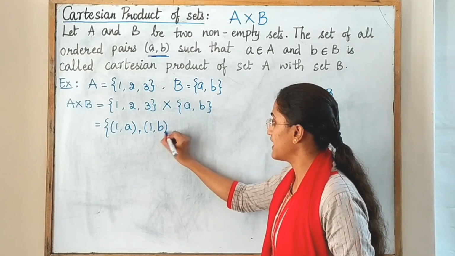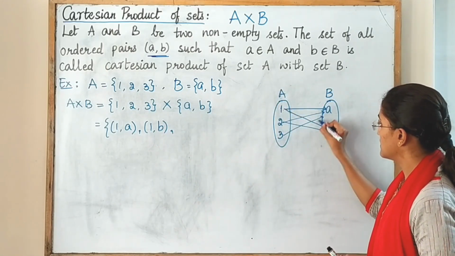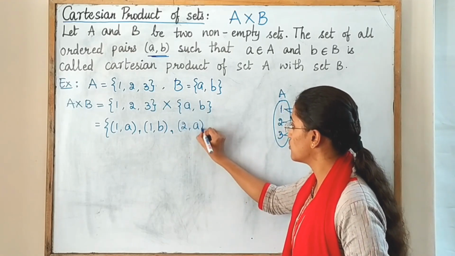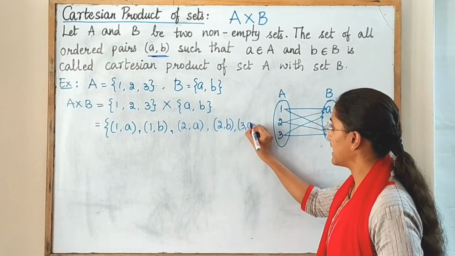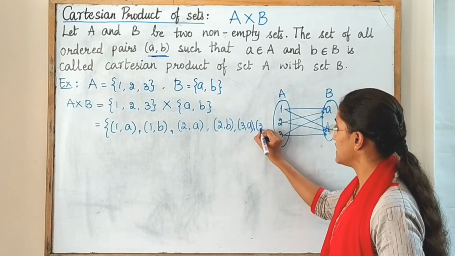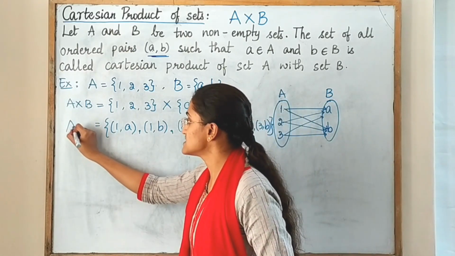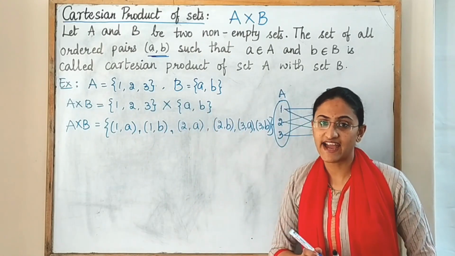In the similar way, go on connecting every element of A and hence you get another 4 ordered pairs: (2, a), (2, b), (3, a) and (3, b). This is called the Cartesian product of the two non-empty sets A and B.